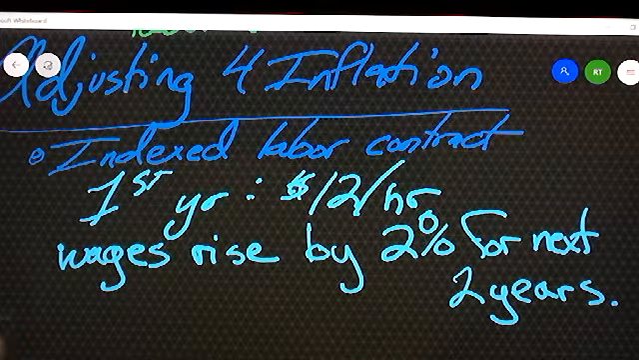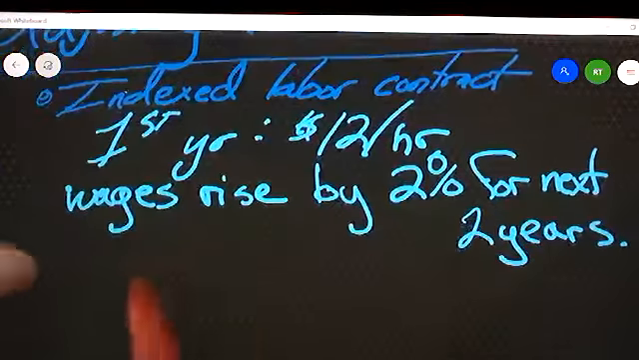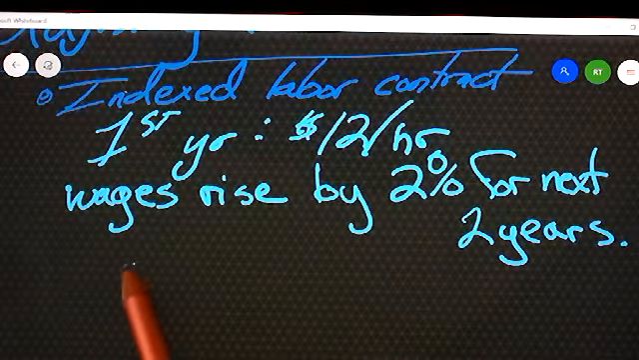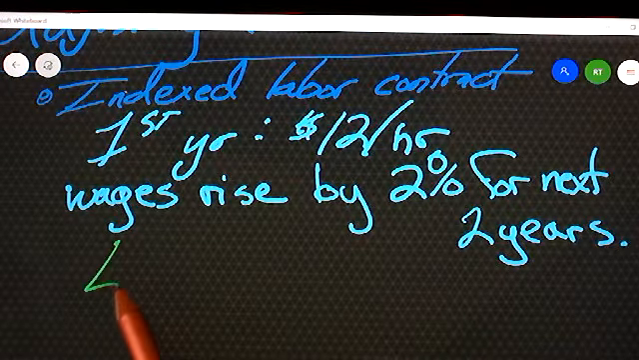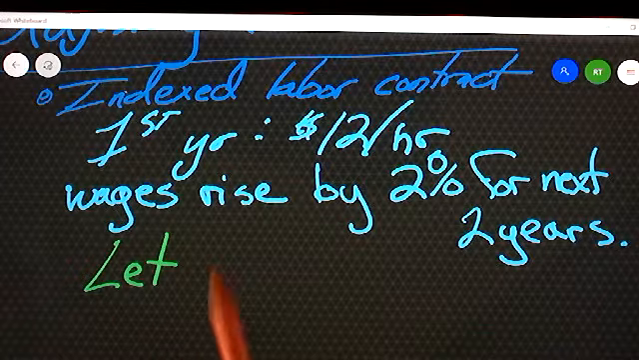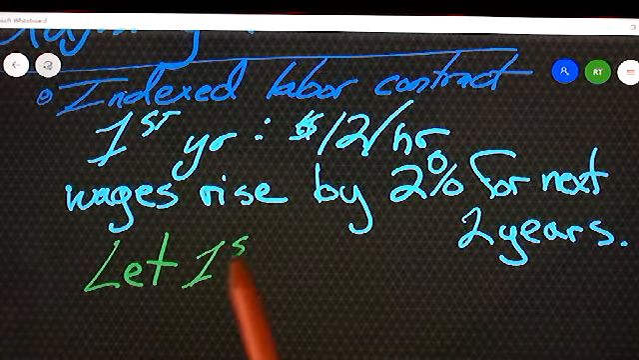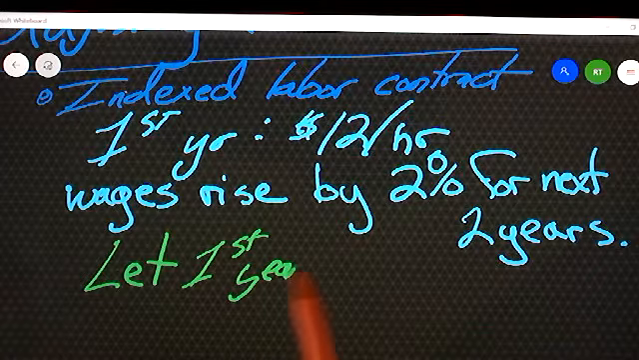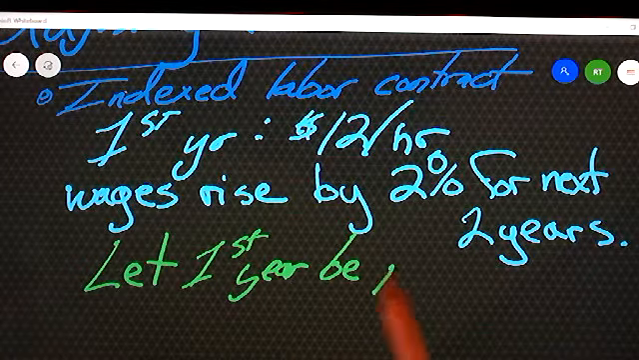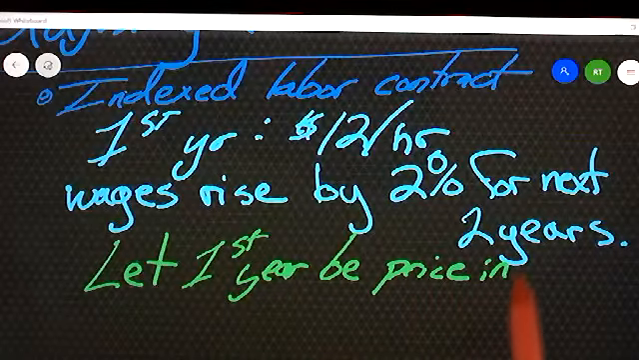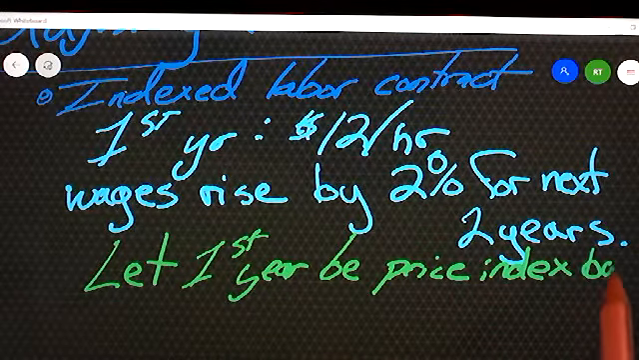And so when we're doing something like this, we have a relative price index, right? I don't know if you guys remember this, but let the first year be the price index base. And so it's going to have a price index of 1, right?